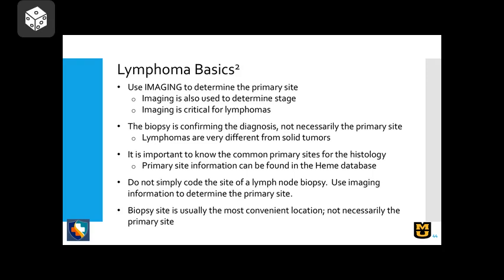Lymphomas are very different from solid tumors. It is important to know the common primary sites for the histology. Primary site information can be found in the heme database. Do not simply code the site of a lymph node biopsy. Use imaging information to determine the primary site. The biopsy site is usually the most convenient location, not necessarily the primary site.